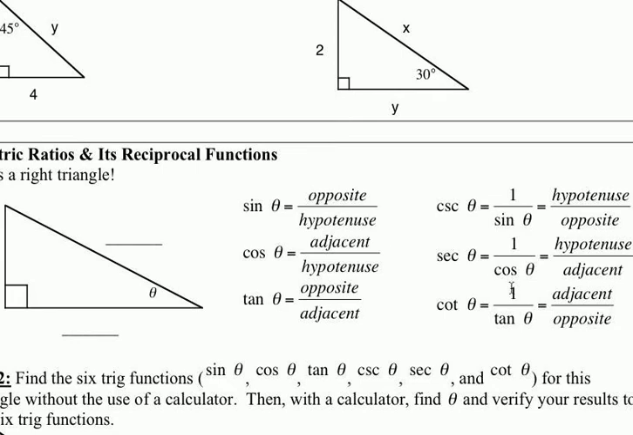An easy way to remember this is with the following phrase. So, S-O-H, C-A-H, T-O-A. And that simply stands for sine is opposite over hypotenuse, cosine is adjacent over hypotenuse, tangent is opposite over adjacent. Now, how does this relate to a triangle?